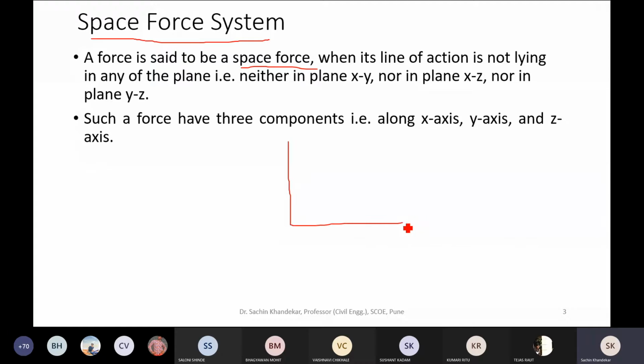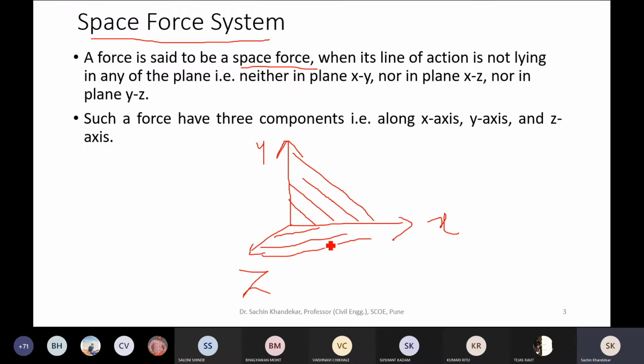If I construct a three-dimensional space with the x coordinate, y coordinate, and suppose this is the z coordinate, then this is your xy plane, correct? Say, suppose, a vertical plane. And this is a horizontal plane. The xz plane is a horizontal plane. And there is another plane, this is the yz plane.